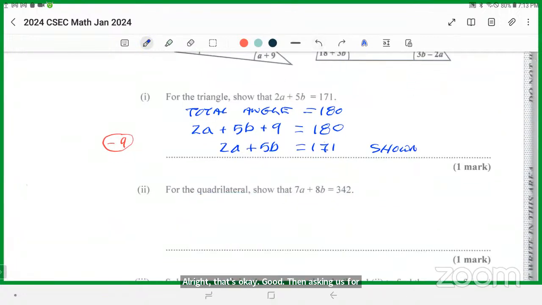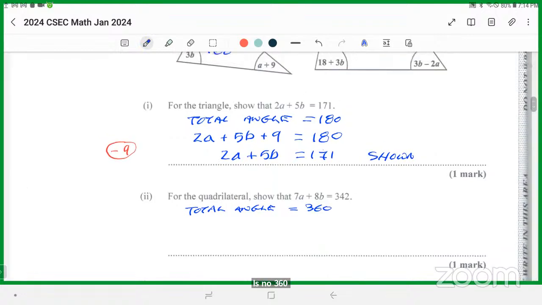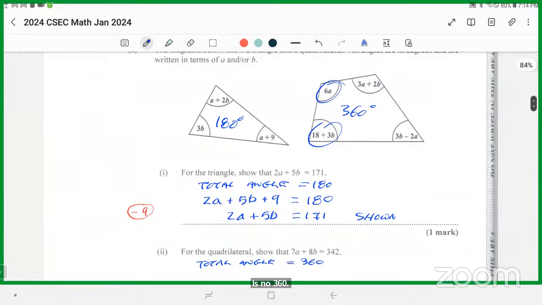So we're doing a similar thing for the quadrilateral now. Total angle in the quadrilateral is now 360. So we're adding up all these four angles now, and they must be 360. Let's do a similar thing.